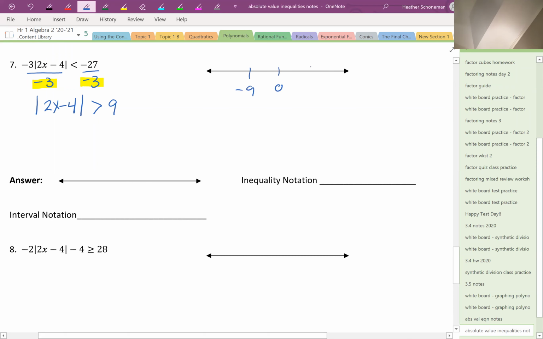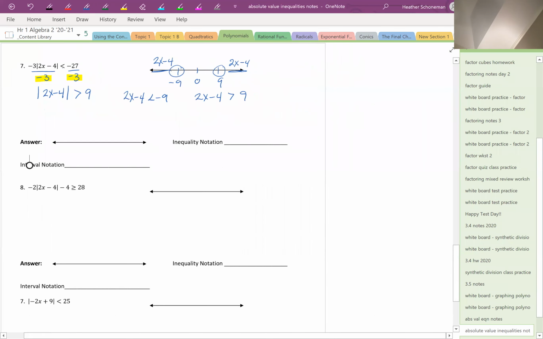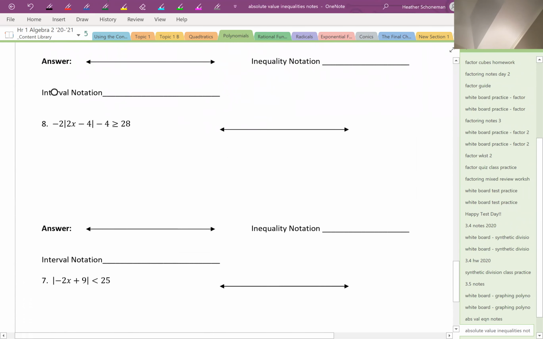Now I can go to my work line graph. And now instead of being less than, now it's greater. So I need all the numbers that are further away. So this time, when I'm writing my inequalities or rewriting them, I would have to write 2. So I have 2x minus 4 is less than negative 9, and 2x minus 4 is greater than positive 9. Okay. And then you can continue on to get your answers and fill them in.